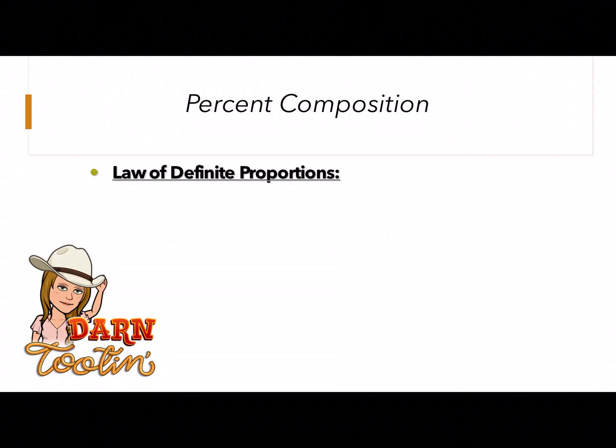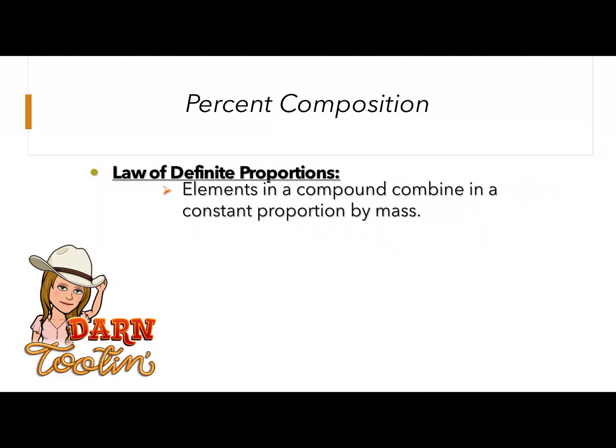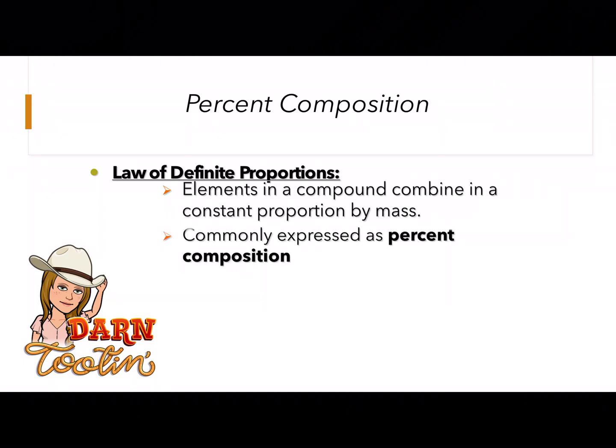So percent composition deals with what we call the law of definite proportions. And the law of definite proportions tells us that elements in a compound combine in a constant proportion by mass. Who cares, you say? Well, the reason we care is because we commonly show this as percent composition. And today I'm going to teach you how. And there's Miss K in the bottom corner, and she says, darn tootin'.